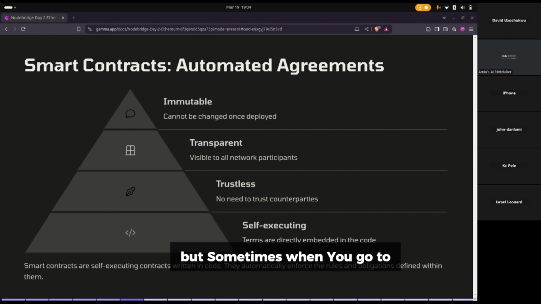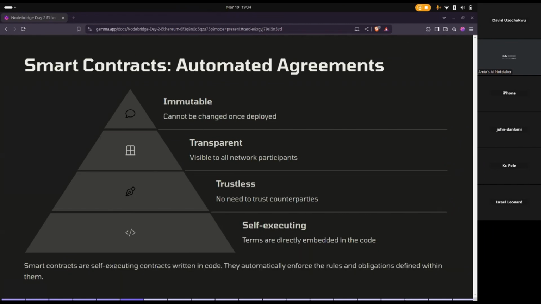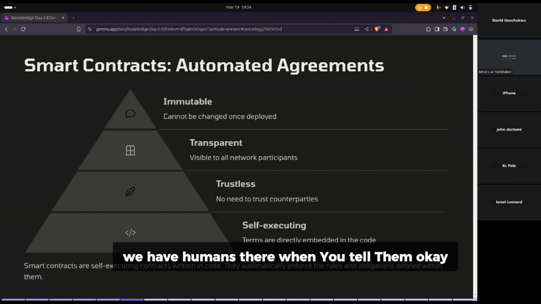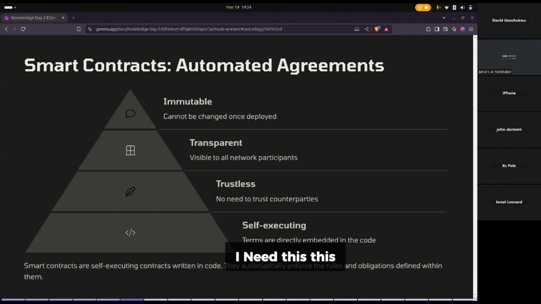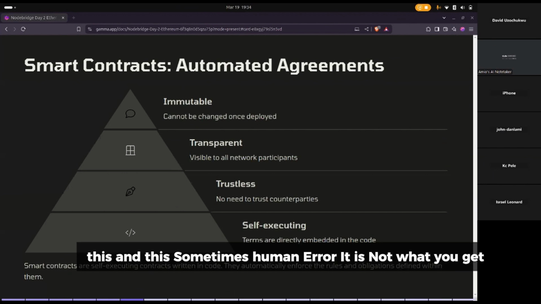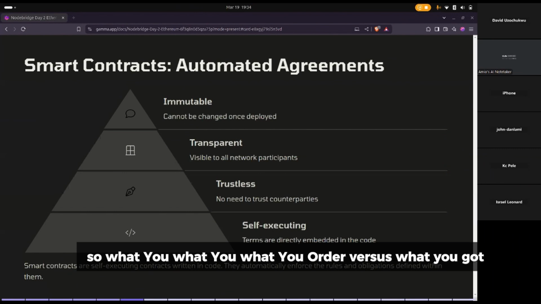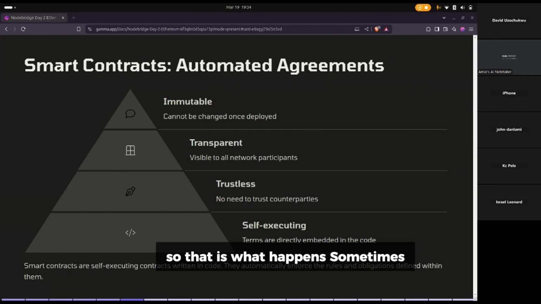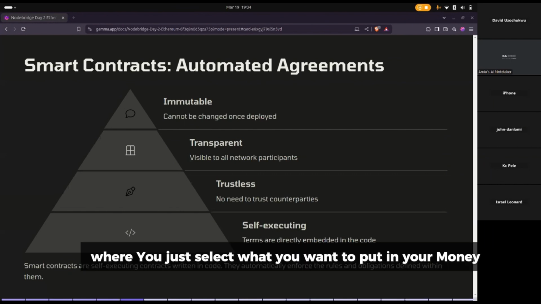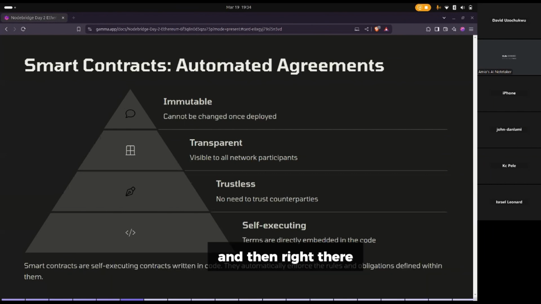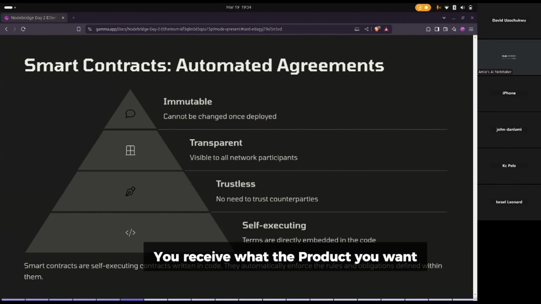But sometimes when you go to stores where we have humans there, when you tell them, okay, I need this and this, sometimes human error, it is not what you get. So what you order versus what you got. That happens sometimes, but that's outside the smart contract. When you have your smart contract, look at it as the vending machine where you just select what you want, put in your money, and right there you receive the product you want. That is how a smart contract works.